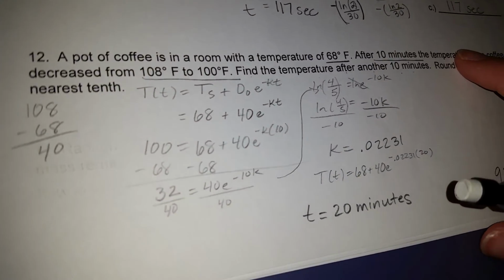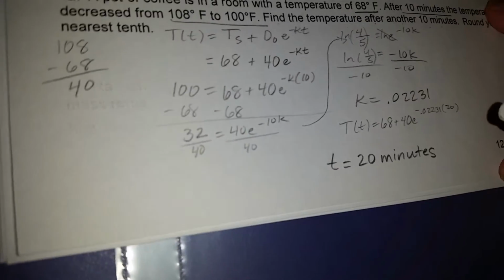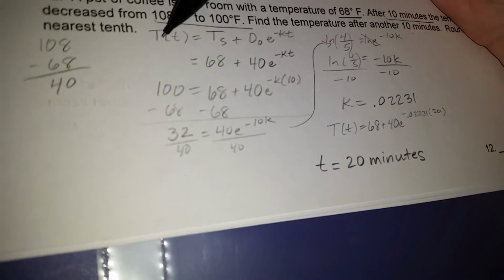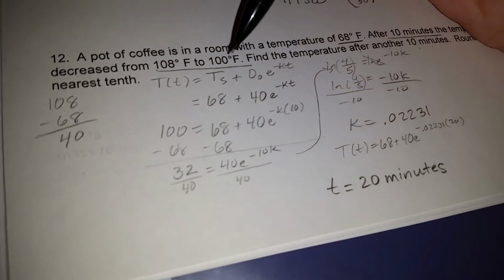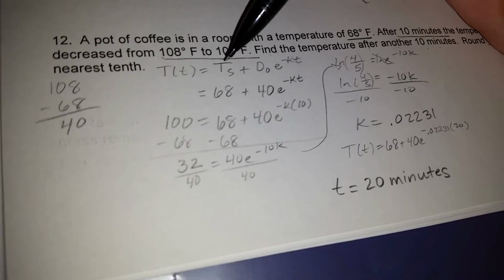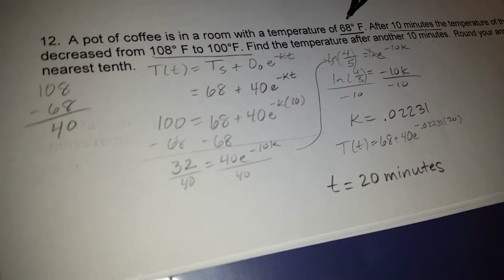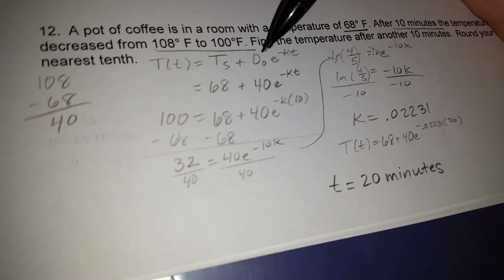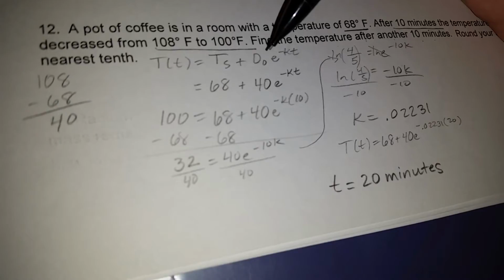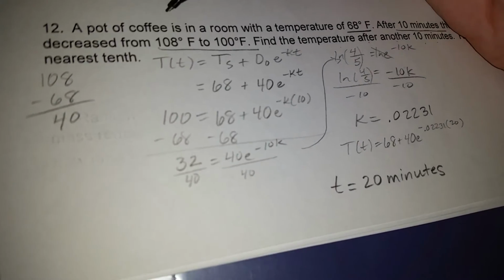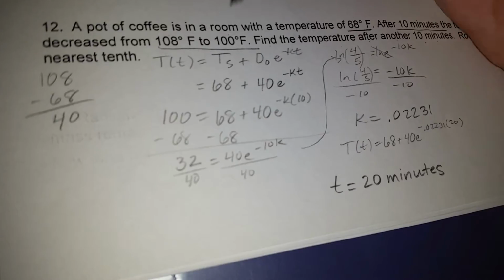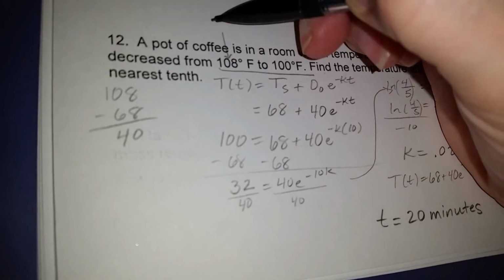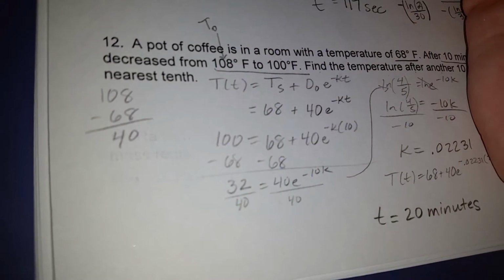Okay, so the first thing we have to do is set up an equation and find our cooling constant K. So this is our original formula, Newton's law of cooling, which you will be given. Now, your surrounding temperature is the temperature of the room, which is 68. Your D sub 0 is going to be the difference between the original temperature and the surrounding temperature. So it says it decreased from 108 to 100. That means your 108 is your initial temperature, T sub 0.